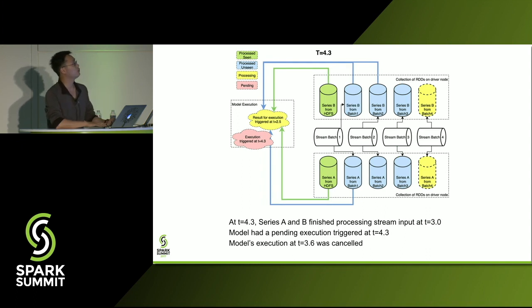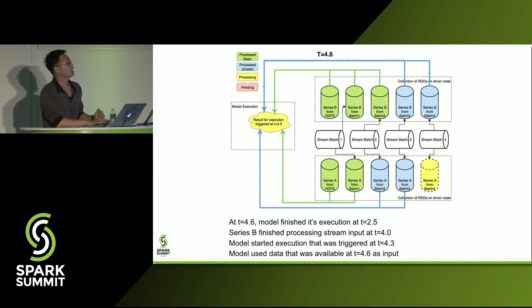And then at 4.3, the model is still going on, and we're receiving new batches. So the model processing thread is still being blocked because it's waiting for the current model process to finish. But the stream processing thread can happen in parallel in order to process the new data we have received in second 4. And at 4.6, we have finished our job.